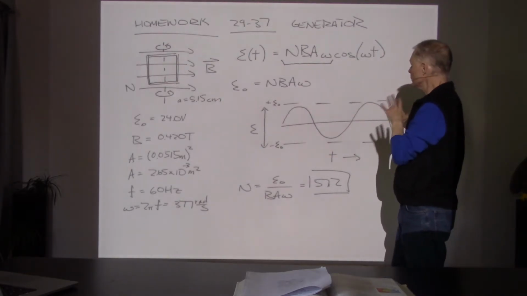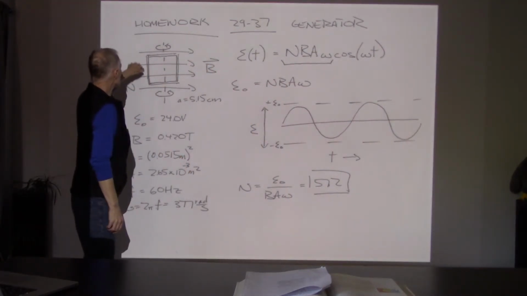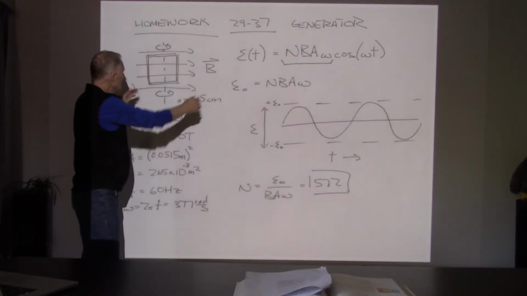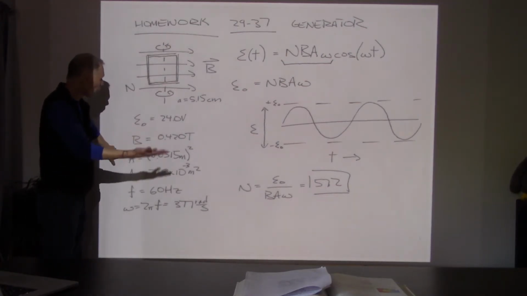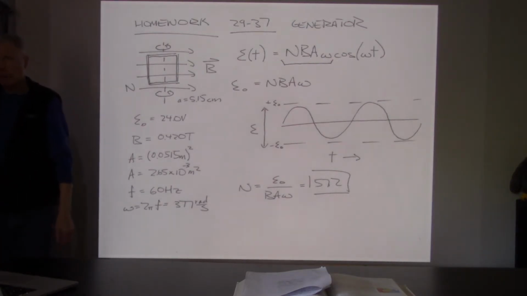Now, they said we're designing a generator. It's going to have square loops, and they're going to have a length of 5.15 centimeters, and so the cross-sectional area of each one of those loops is 2.65 times 10 to the minus 3 square meters.